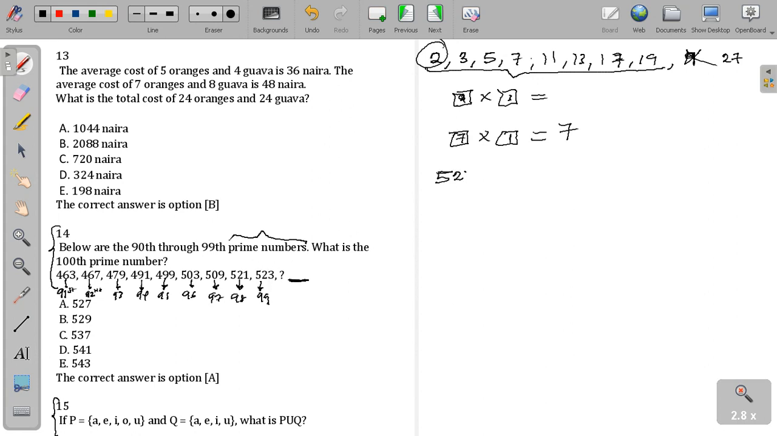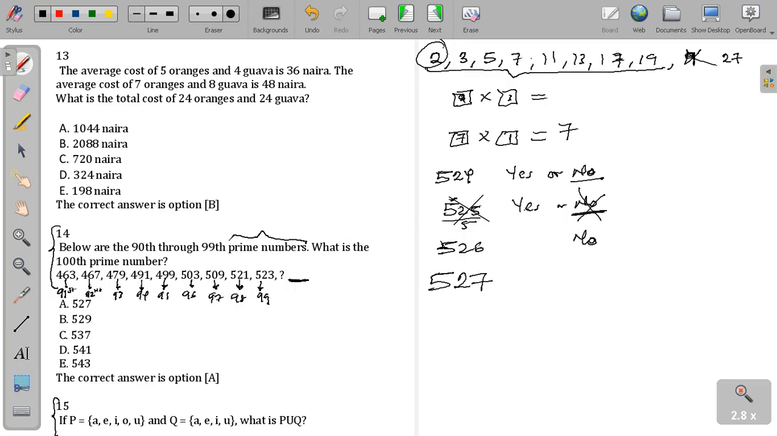Let me ask you guys, is 524 a prime number? Yes or no? No, it's not, right? I can't put 524 here because it is an even number, so I can use 2 to divide it and then use 2 to multiply that division. What of 525? Is 525 a prime number? Yes or no? No. It's divisible by 5. What of 526? 526 is an even number, so it's not a prime number, right?